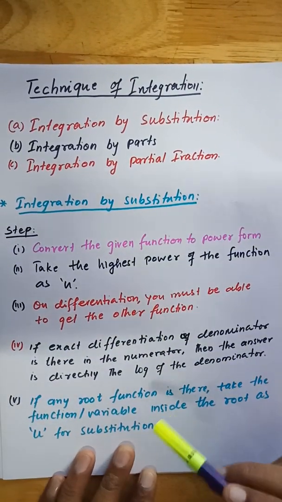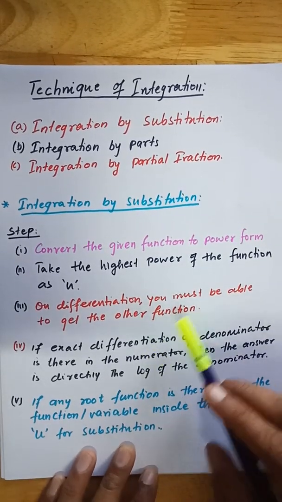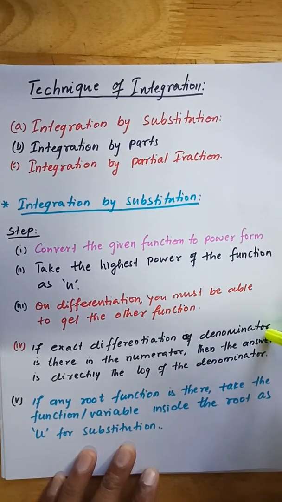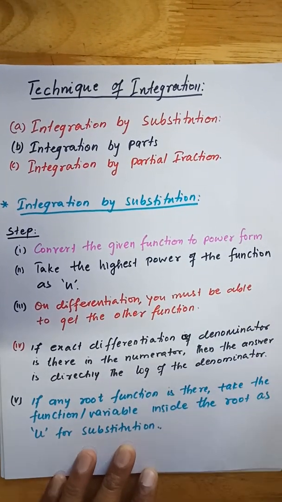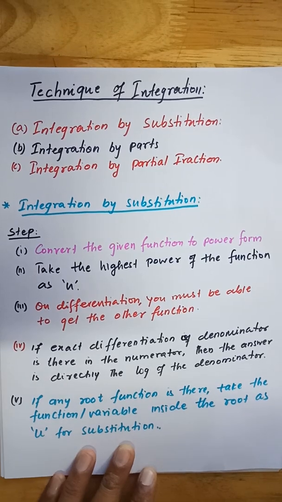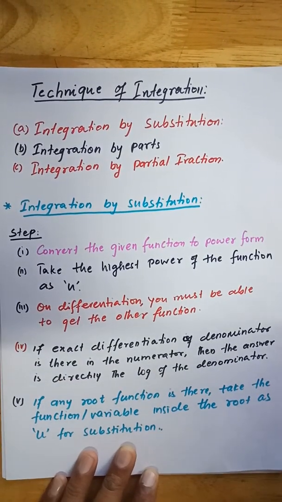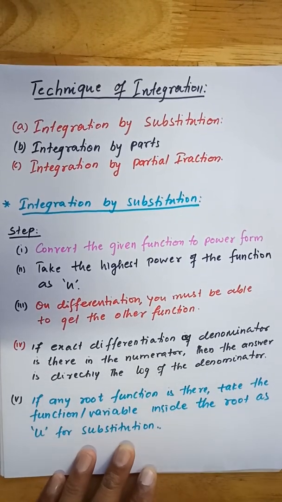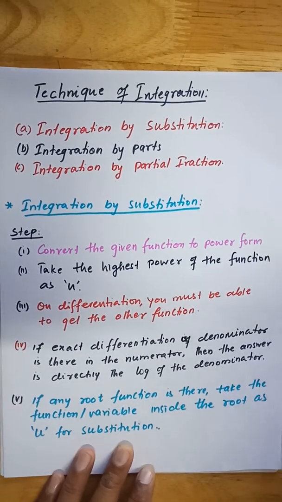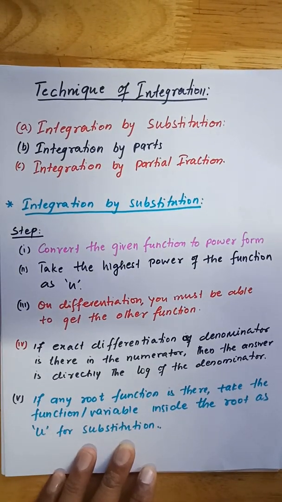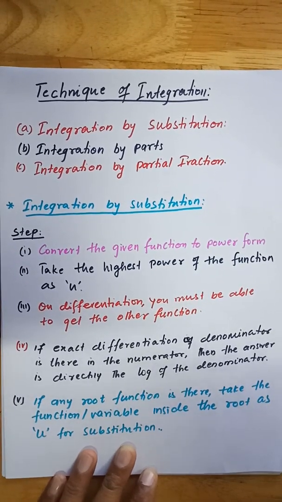You will be given two functions sometimes. When two functions are given, you take one function and differentiate it, and on differentiation, you must be able to get the other function. If you do not get the other function, then you have to take the next function as u. If the exact differentiation of the denominator is there in the numerator, for example, when you take the denominator as u, and on differentiation you get the exact value in the numerator, then your solution is directly the log of the denominator.